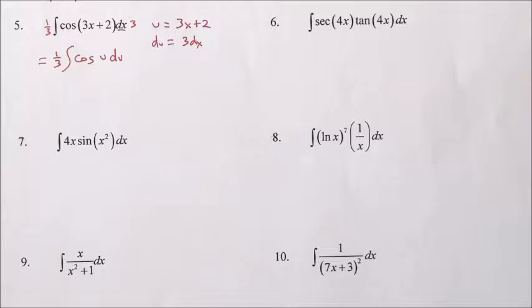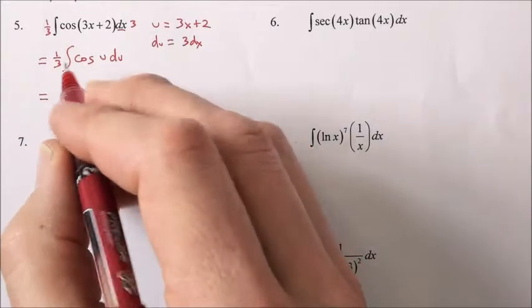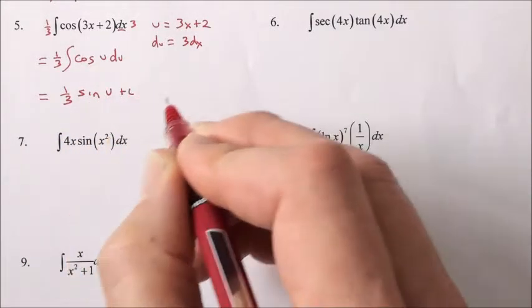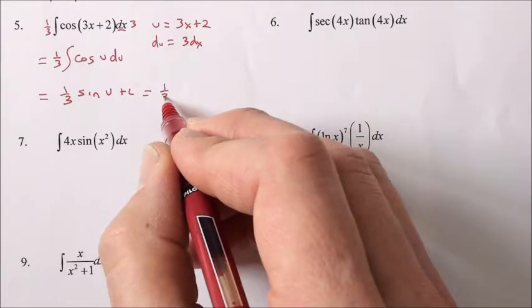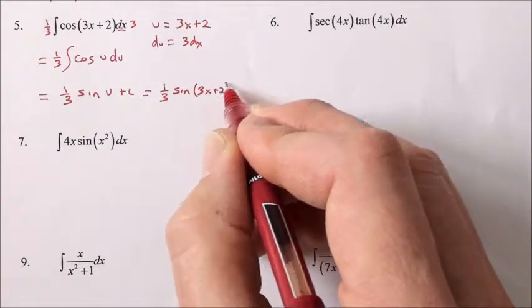Nice, cosine u we like, because that's a basic antiderivative. Antiderivative of cosine is sine, so we have 1 third sine of u plus C, and that becomes 1 third the sine of 3x plus 2 plus C.